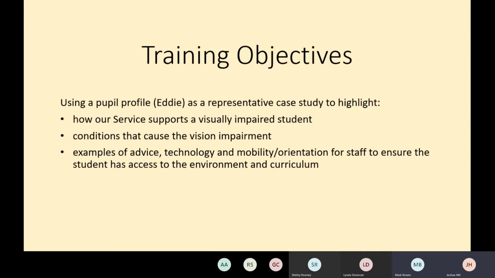So, the objectives for today's session, we're going to be using a pupil profile, who's called Eddie, to represent and highlight what our service can provide. How our service provides the support for the student. We'll take you through his condition and how the visual impairment impacts on his environment, his study, his movement, and what technological aids can help within that. Next slide.